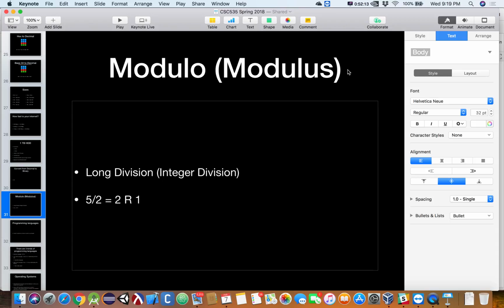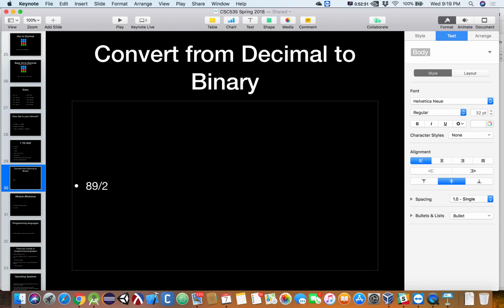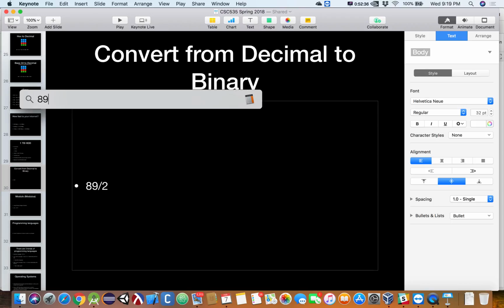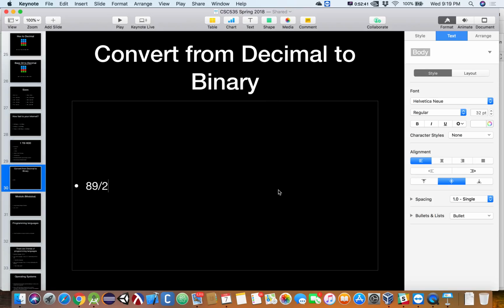Okay, so swinging back into this. We're talking about long division. This is something we use to convert values. When we try to get the binary version of the decimal number 89, we're going to divide 89 by 2 multiple times. 89 divided by 2 is 44. 44 times 2 is 88 with a remainder of 1.